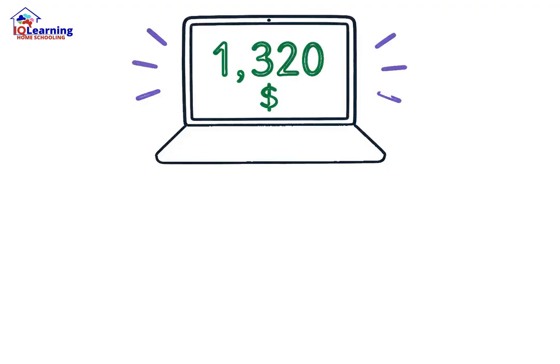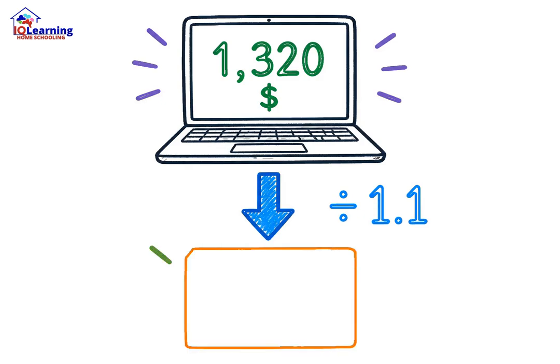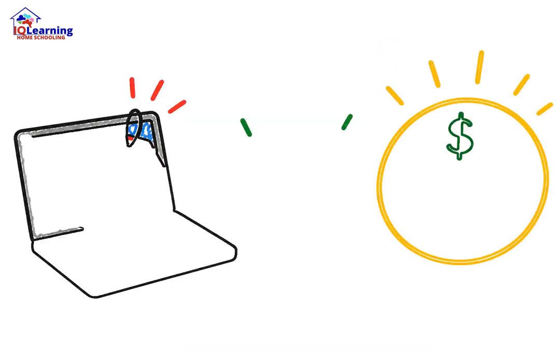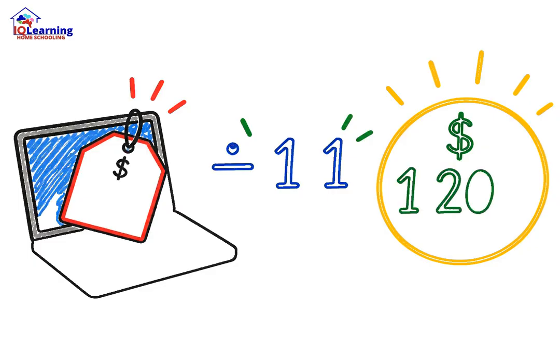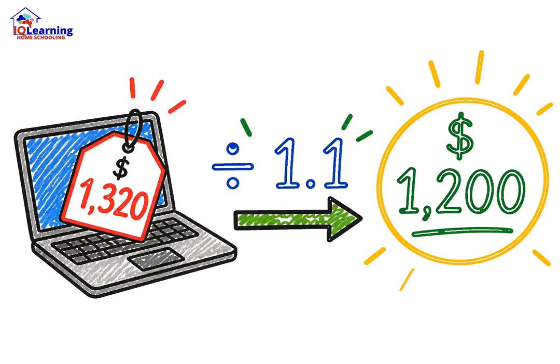You see a laptop priced at $1,320, including tax. What was the original price? The rule is elegant. If you multiply to go forward, you divide to go backward. So you take $1,320 and divide it by 1.1. The original price? $1,200. This one trick uncovers hidden costs everywhere.